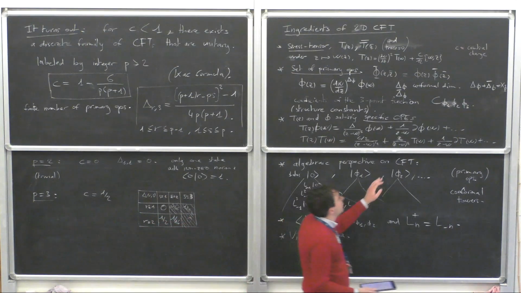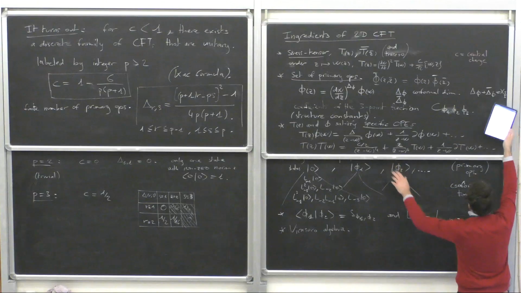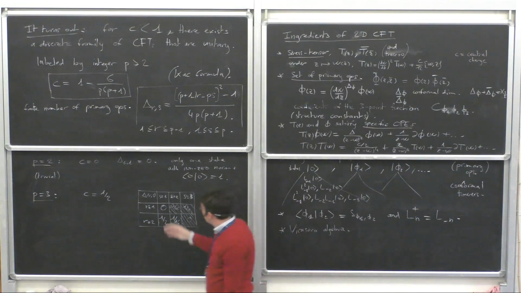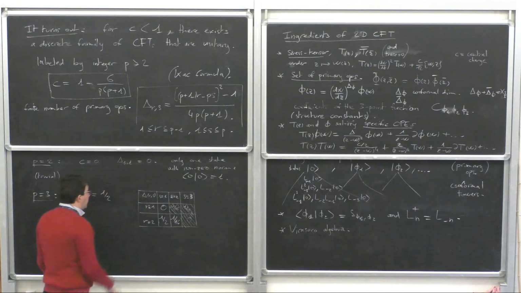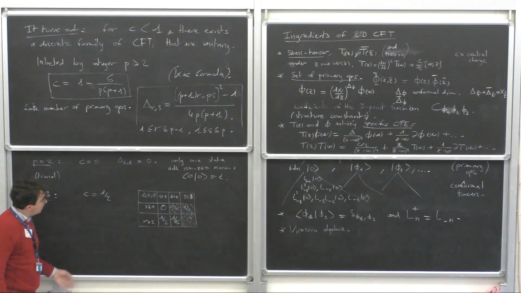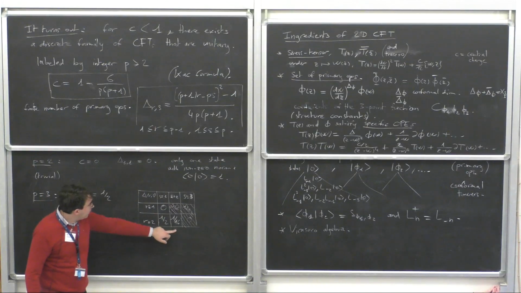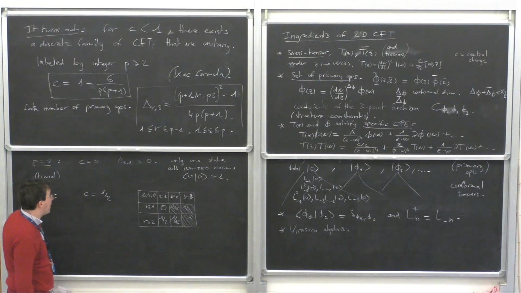Conformal dimension is half the scaling dimension, so we see that this theory has two operators, one with scaling dimension 1, 2 times 1/2, and one with scaling dimension 1/8.